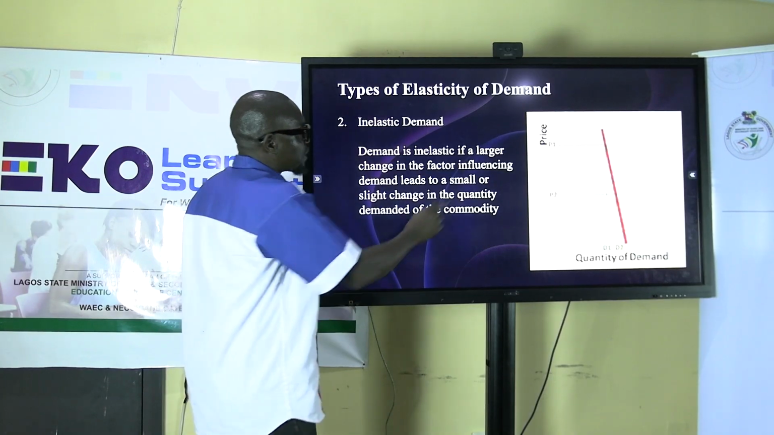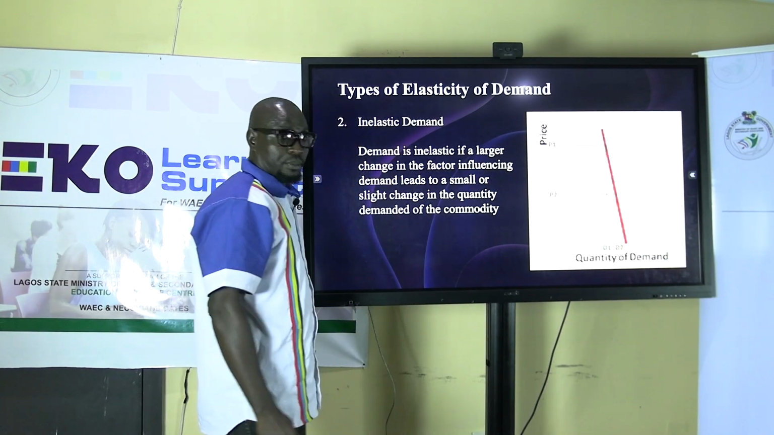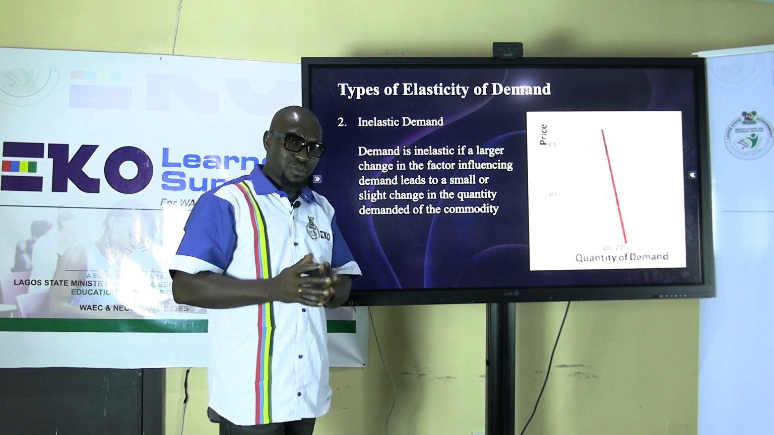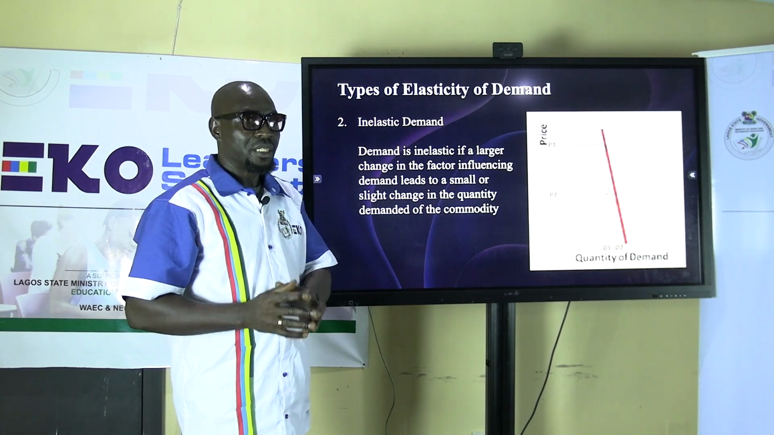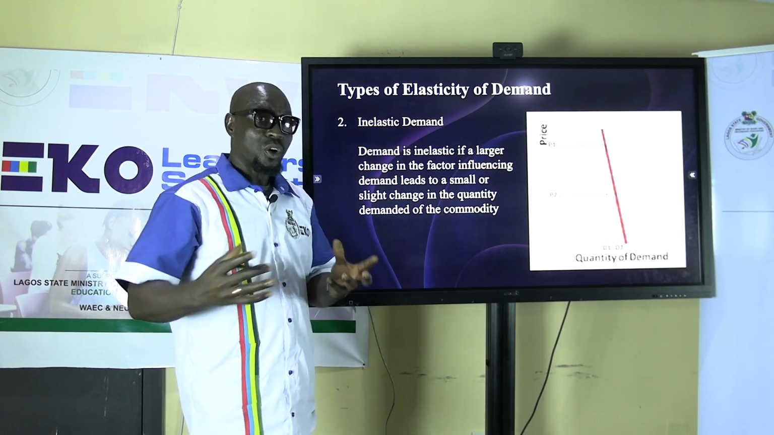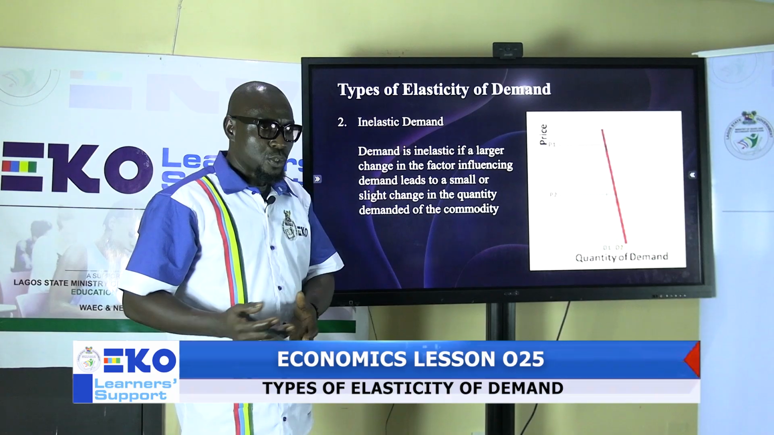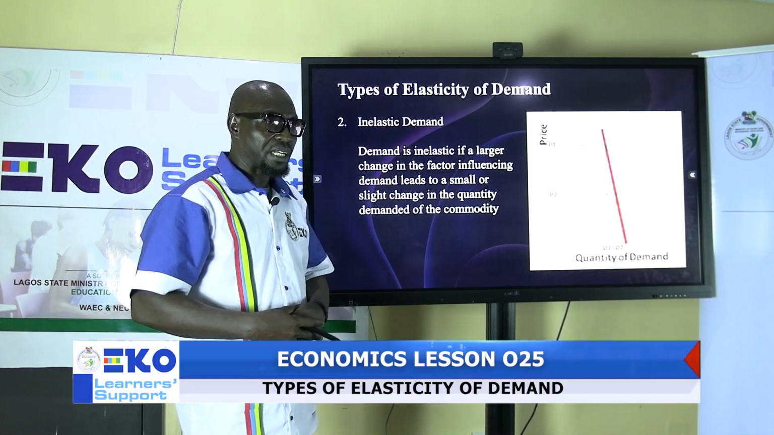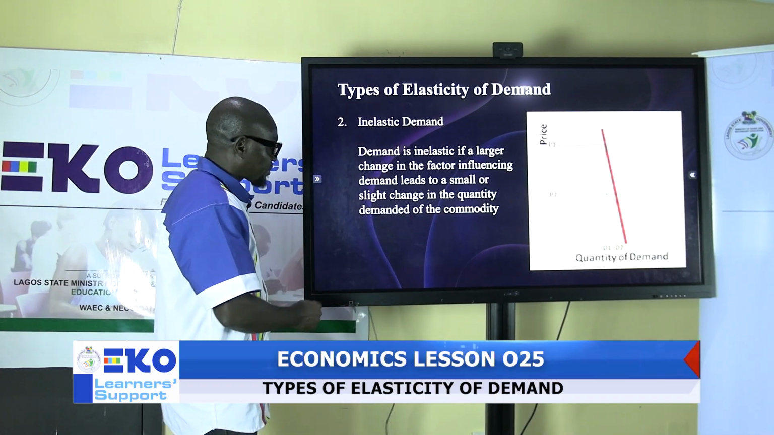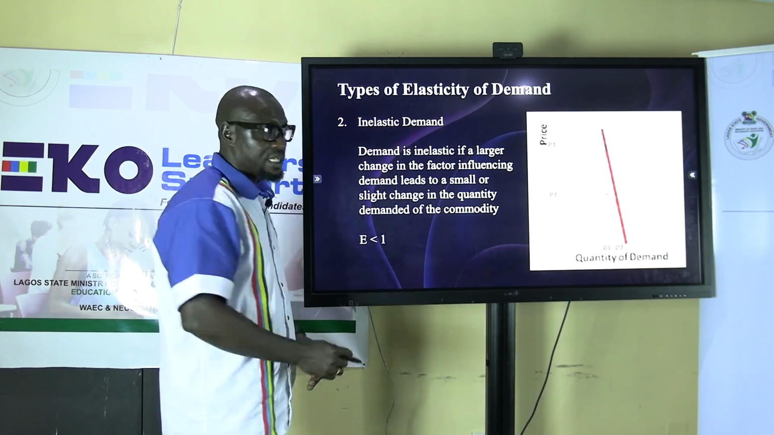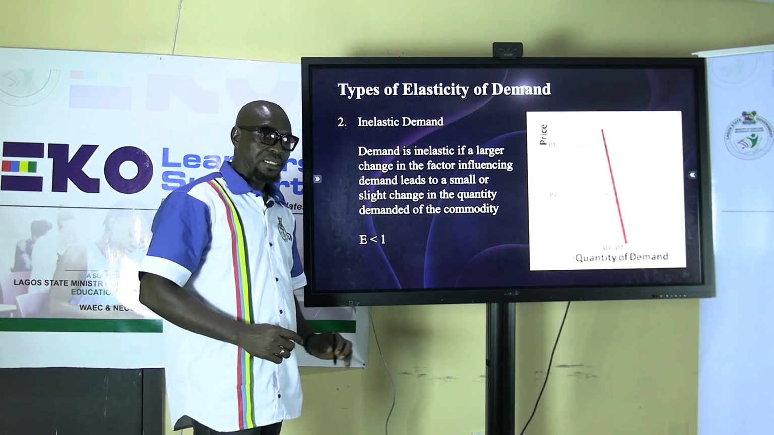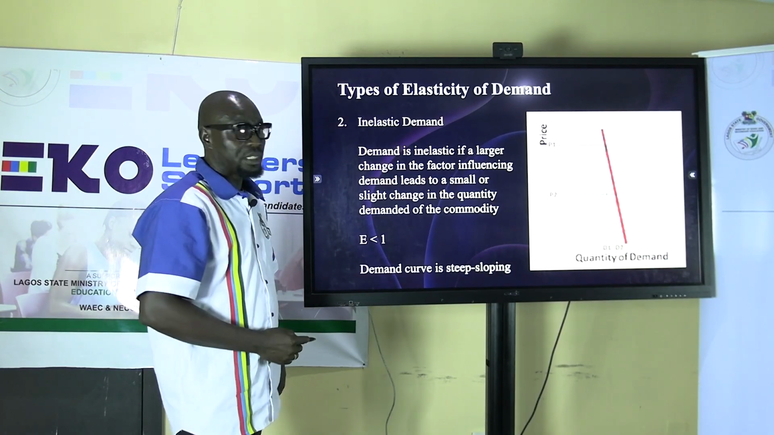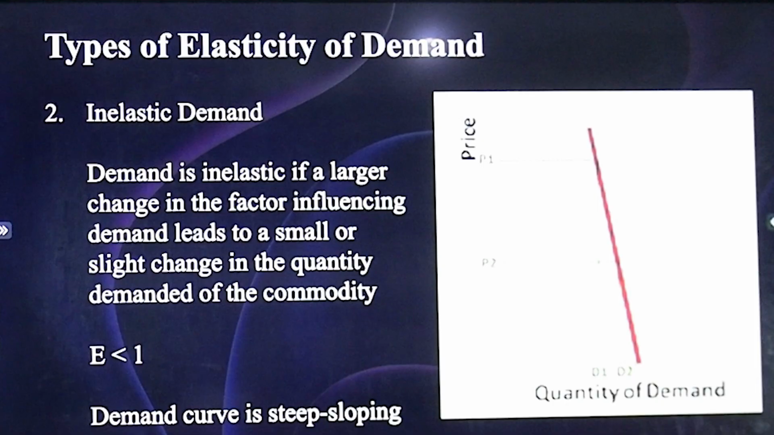Note that this factor could also be income, such that you have a small change in income leading to a smaller proportionate change in quantity demanded. Okay, it is also inelastic demand. So you could have inelastic demand for income, you could have inelastic demand for price, and you could also have inelastic demand for a substitute or a complement. The coefficient of elasticity is less than 1 for inelastic demand, and the slope of the demand curve is very steep, as is shown in the diagram. We have a very steep demand curve.